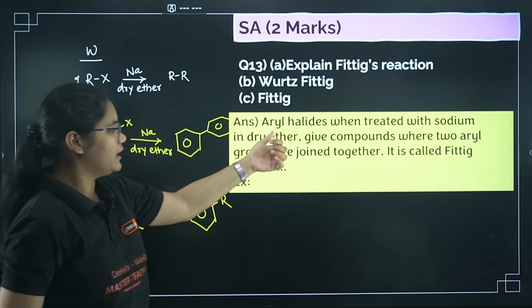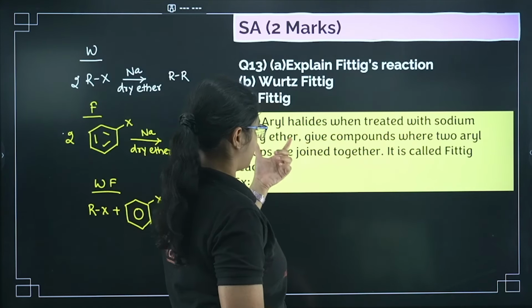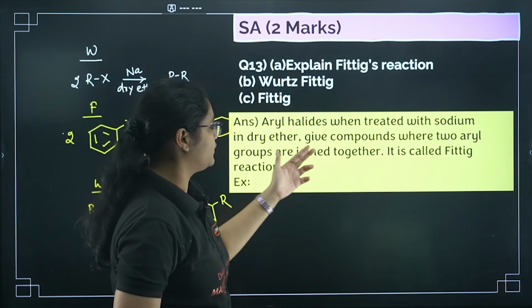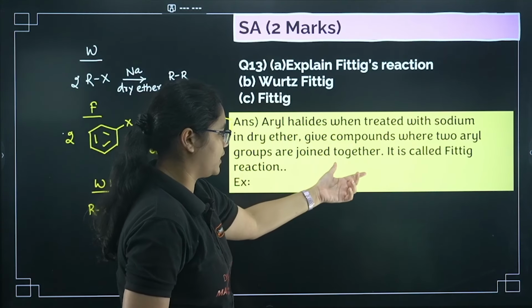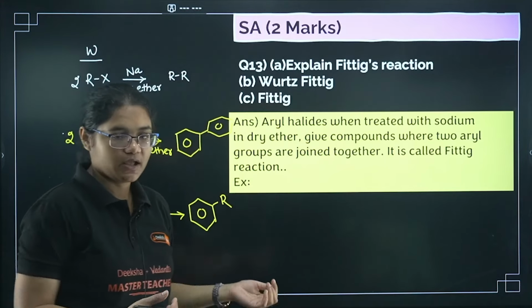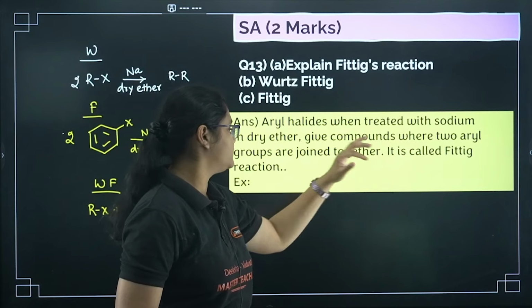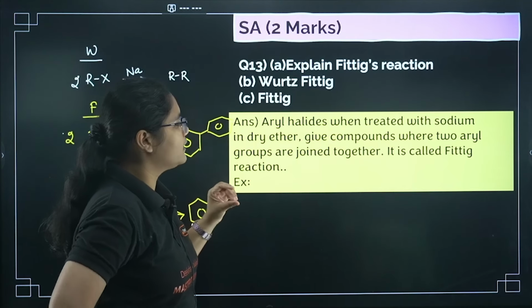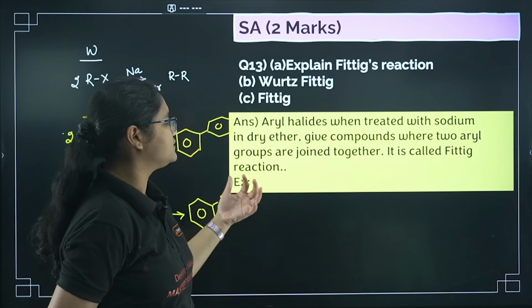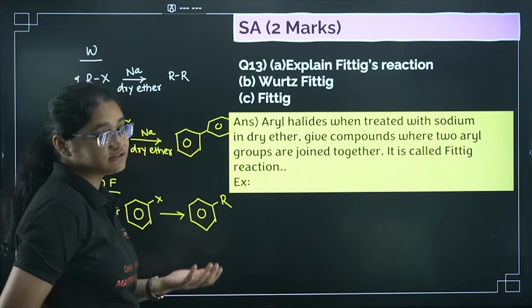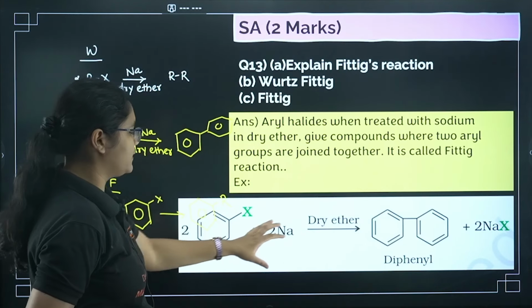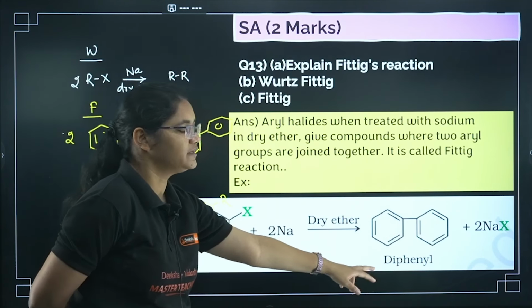Aryl halides when treated with sodium in dry ether give compounds where two aryl groups are joined together. It is called Fittig reaction. Now if you want to write for Wood's reaction, what will you write? Alkyl halides when treated with sodium in dry ether give compounds where two alkyl groups are joined together. That is called Wood's reaction. So here you can write the example also. This compound is called diphenyl.